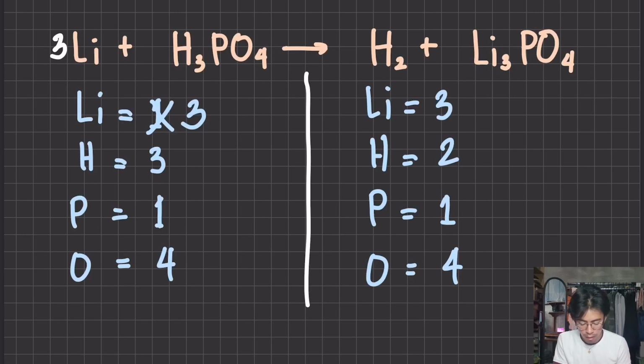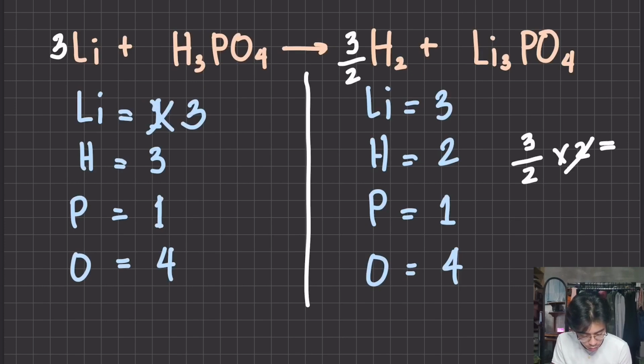Then next, let's manipulate hydrogen. Hydrogen on the reactant side is 3 and on the product side is 2. There are 2 ways of balancing the number of hydrogens. As we can see, we can multiply the hydrogen on the product side by a fraction to make the number of hydrogen on the product side equal to 3. We are going to multiply by 3 halves. Why did we multiply by 3 halves? Because 3 halves times 2 is equal to 3.